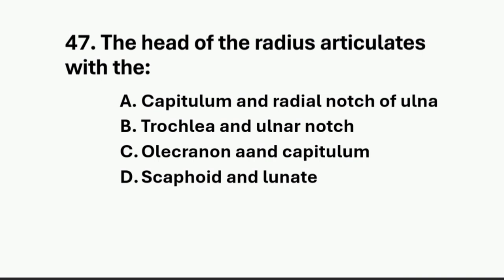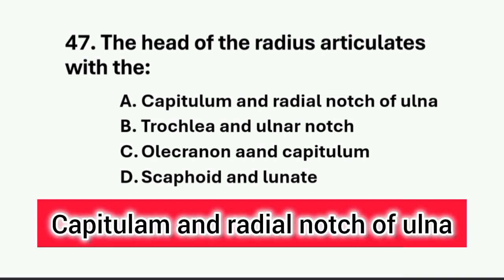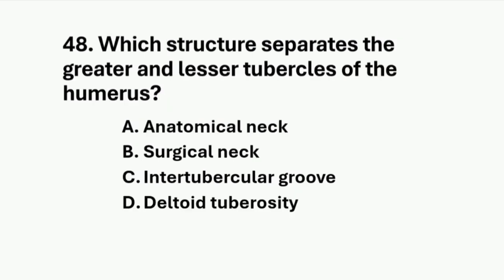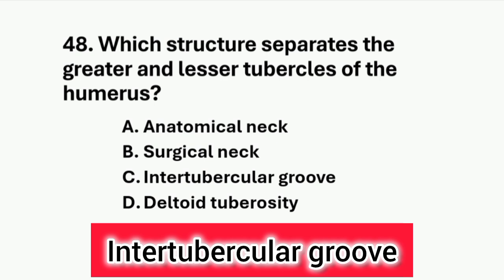The head of the radius articulates with the option number A, capitulum and radial notch of ulna. Which structure separates the greater and lesser tubercles of the humerus? Correct answer is option number C, intertubercular groove.